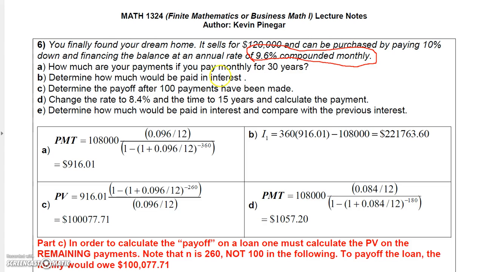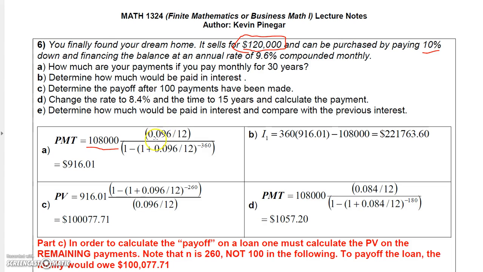Okay, so for 30 years we get our amortization formula, and notice that my present value is $108,000. Why? Because I paid 10% down, and 10% of $120,000 is $12,000. So I paid $12,000 down, so anything you pay down you reduce from the purchase price. So $120,000 minus $12,000 is $108,000.